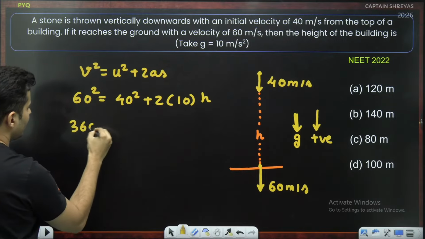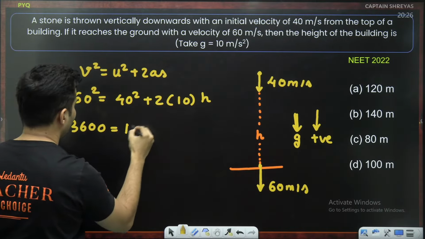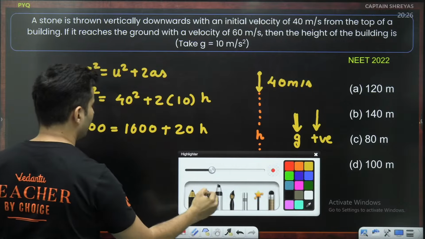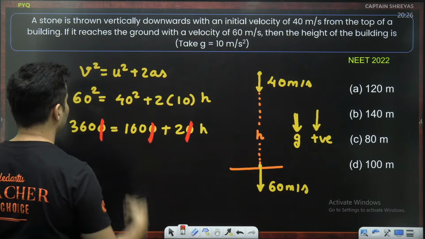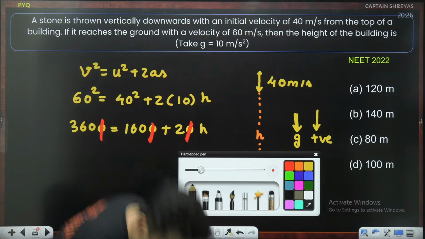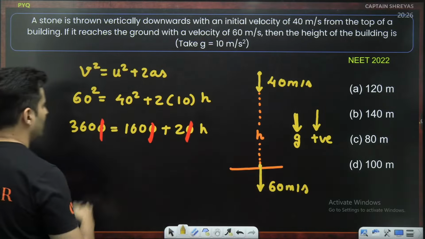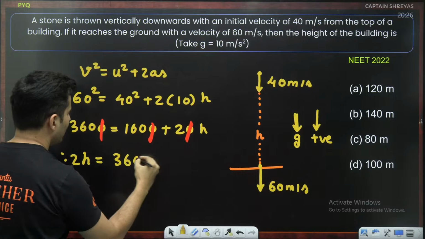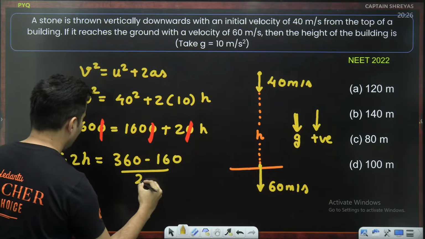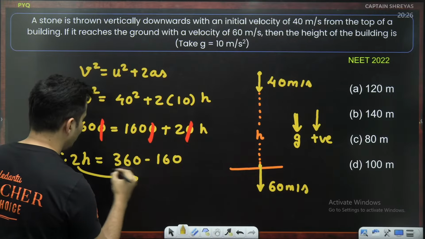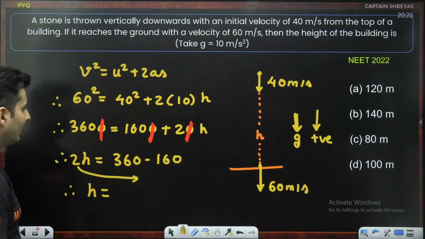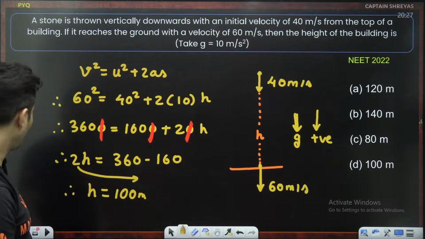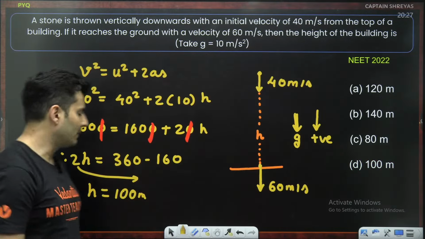So this will be 3600 is equal to 1600 plus 20 into h. You can definitely cancel this 0 and this 0. Basically 2h is equal to (360 minus 160) divided by 1. I can take this 2 below so that I can divide it. What is the answer that I will get? 360 minus 160 is 200. So h will be 100 meters. Just check this out. 100 is option D. Yes, it is. Perfect. We got it.